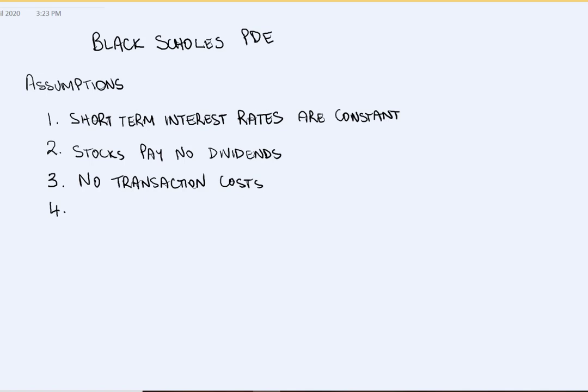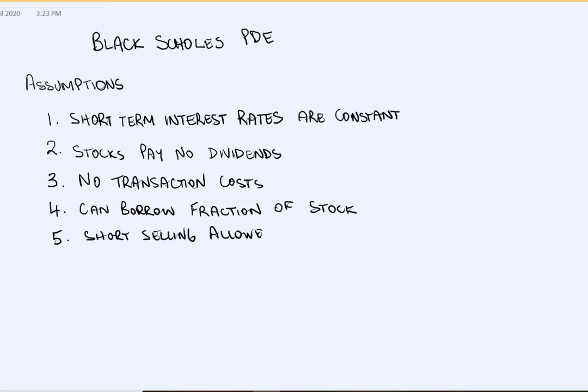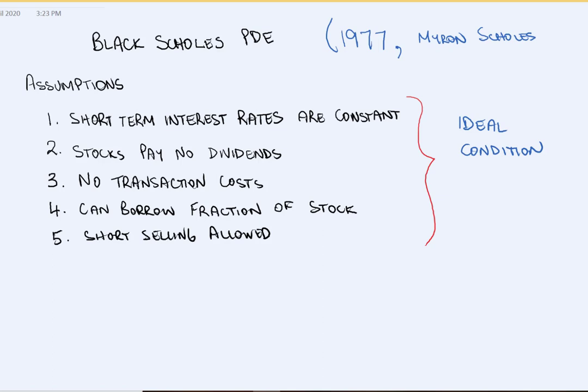The fourth is that you can borrow a fraction of a stock. The fifth, that short selling is allowed for any security. And this is what we call the ideal market conditions. Now, for their work, Myron Scholes and Fischer Black in 1977 were awarded the Nobel Prize for this work.